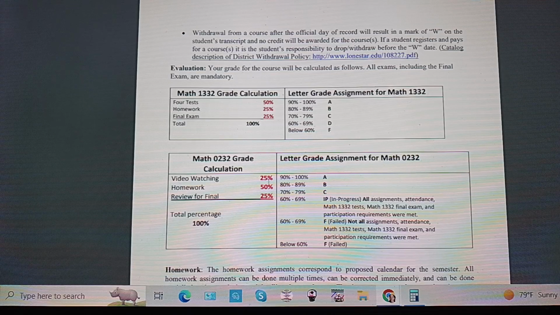You can't just drop 0232 and say, I want to keep working in 1332. That doesn't work. If you drop one of them, it'll drop you in both of them. If you pass the 1332 class, then in essence you pass them both. If you pass the 0232 only and fail 1332, then you are what they consider college ready. And then you would be like the students that are just taking 1332.